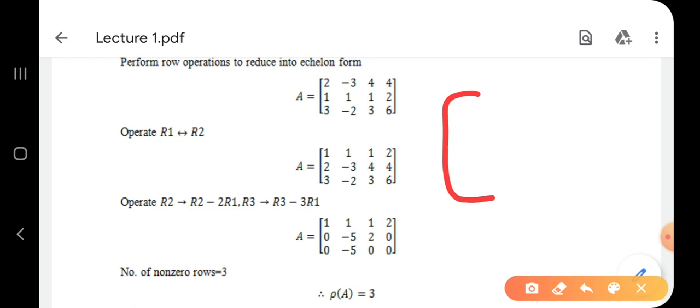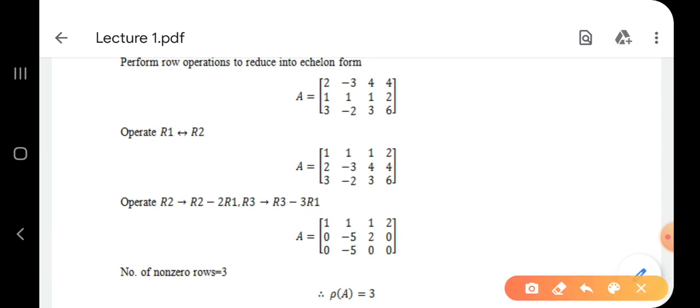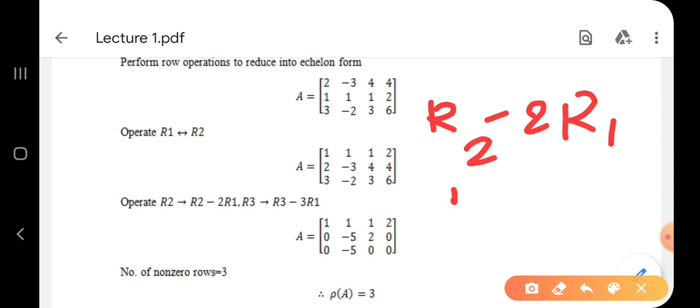Now what is my next step? I get 1 here, so make the elements below it 0. Whatever number of rows there are, perform all these operations at a time and make them 0. Here there is 2 in the second row, so I can do R2 minus 2R1. Then the next one is R3 minus 3R1. Luckily here the multipliers 1, 2, 3 are simple. If different numbers are there, we just multiply those numbers and add.